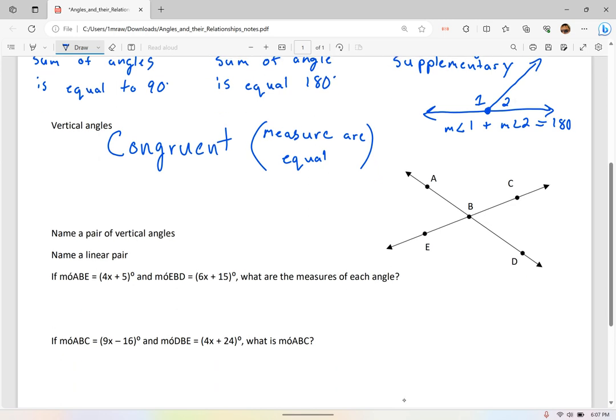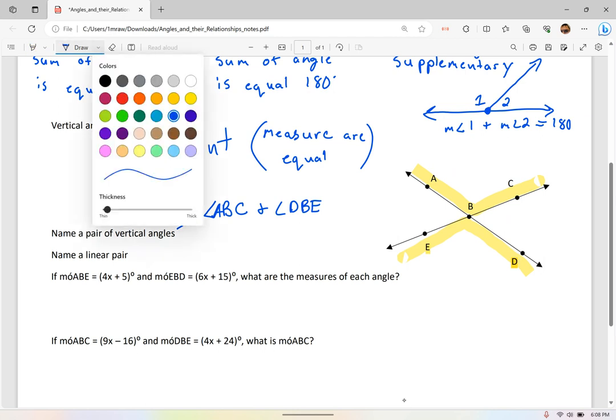So in this situation, if we're going to name a couple of pair of vertical angles, that would be like saying angle ABC and angle DBE. Those would be a pair of vertical angles. And let me highlight those angles real quick. So that's talking about angle ABC and angle DBE. Those two angles would be what we call vertical angles. Okay, and there's a whole bunch of them. There's technically four sets of vertical angles in here.